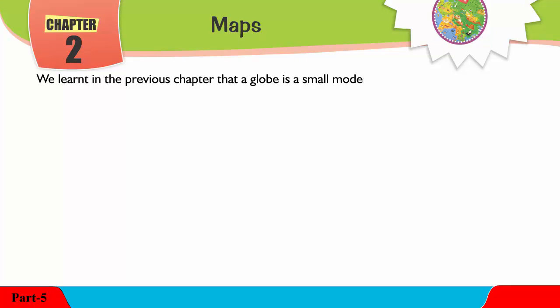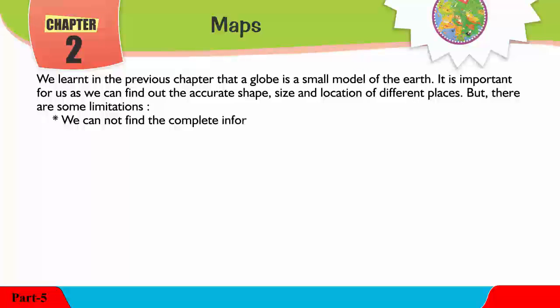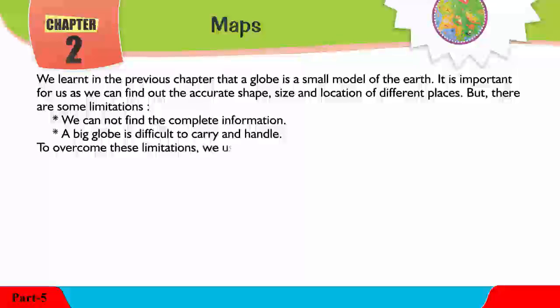Chapter 2: Maps. We learned in the previous chapter that the globe is a small model of the Earth. It is important for us as we can find out the accurate shape, size, and location of different places, but there are some limitations. We cannot find the complete information. A big globe is difficult to carry and handle. To overcome these limitations, we use maps.